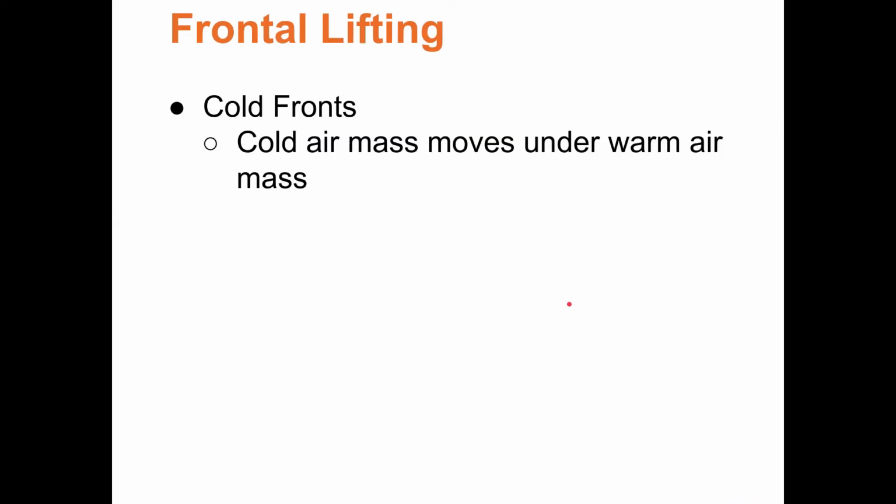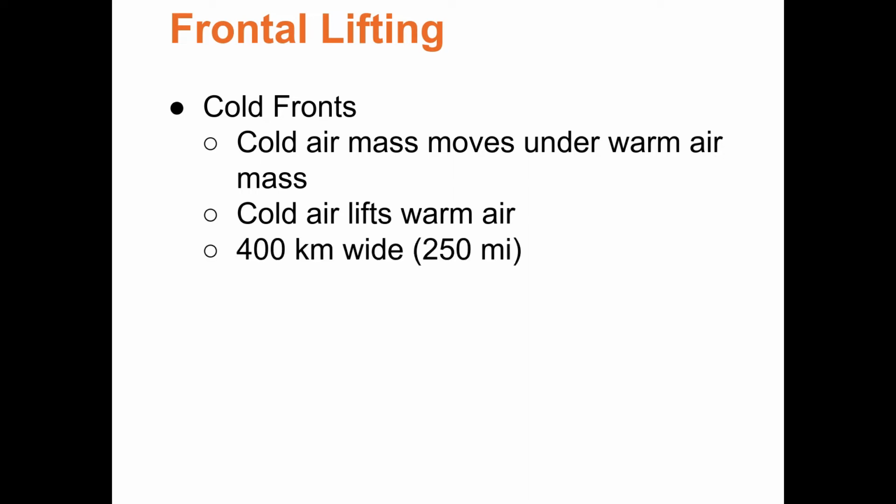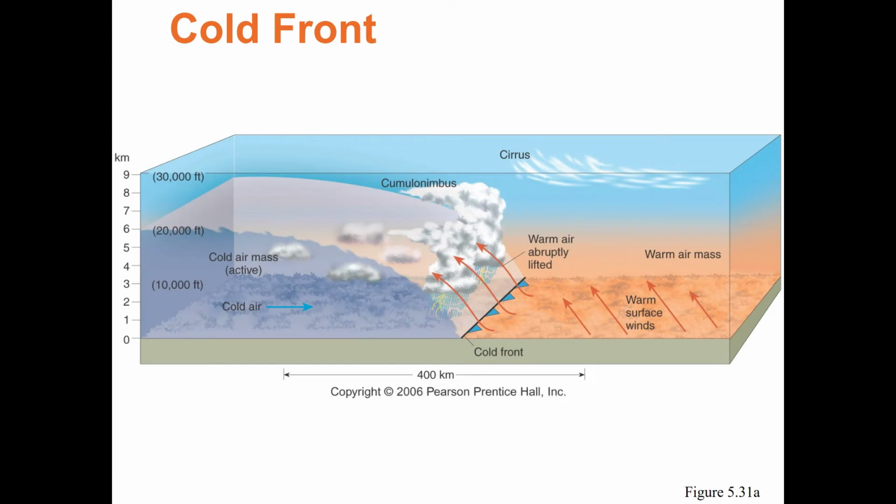With a cold front, the cold air mass moves under the warm air mass. The cold air lifts up the warm air. In fact, the cold air is always lifting up the warm air. Warm air is less dense, so whenever warm air and cold air collide, the warm air is going to get lifted up. Cold fronts are about 400 kilometers wide. They're more narrow. They move faster. They travel about 40 kilometers an hour.